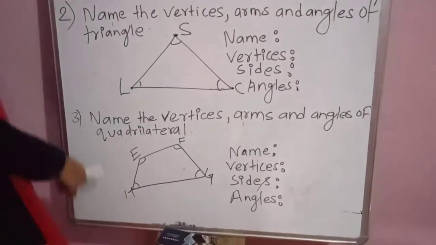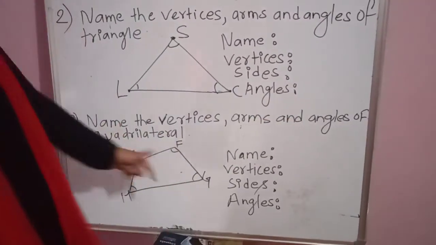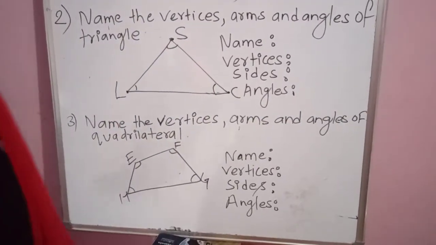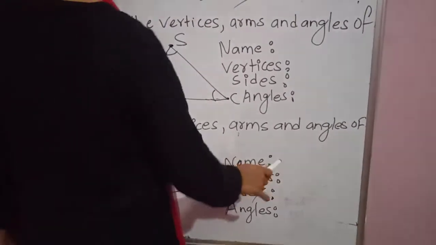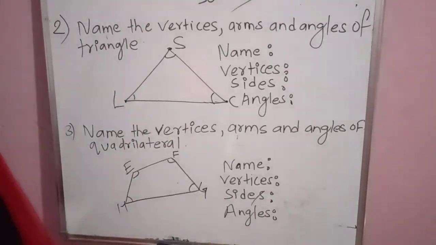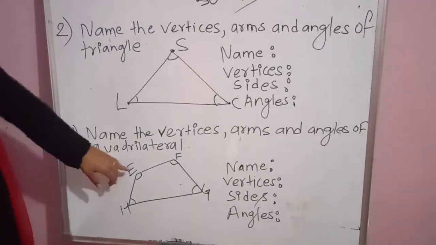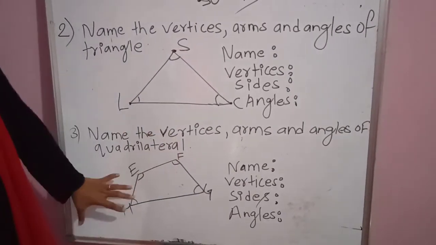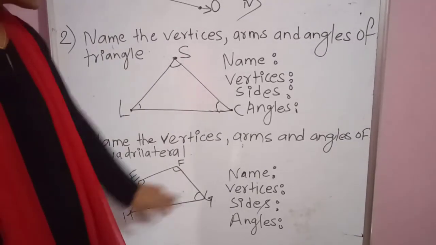So that's it. Now the third question is like this. Name the vertices, arms and angles of a quadrilateral. You have to write the name of the quadrilateral. First of all, you have to write the short form of quadrilateral, QUAD, with a dot. After that, you have to write the alphabet that I have used, E, F, G, H. And then vertices. Vertices are the points where two line segments meet. So there are altogether 4 vertices. So you have to write E, F, G, H.